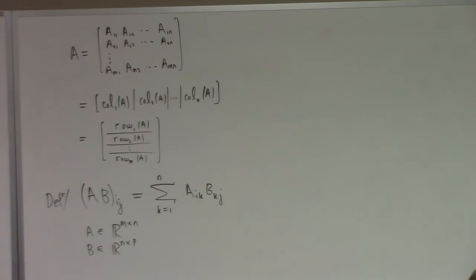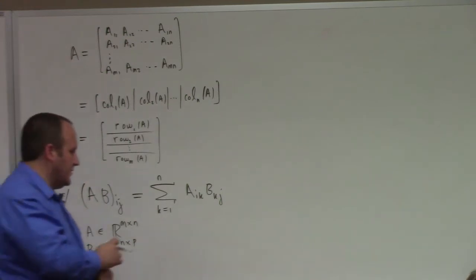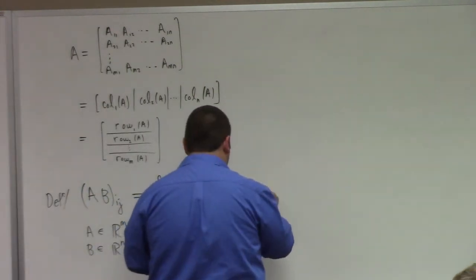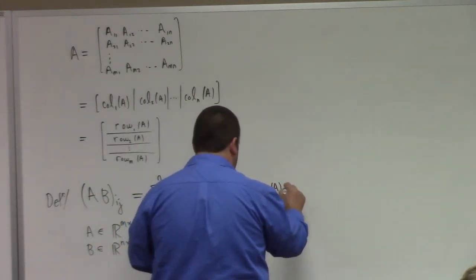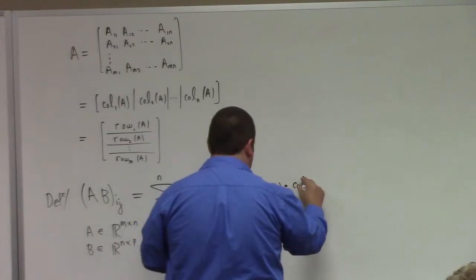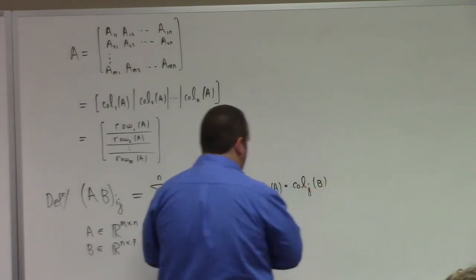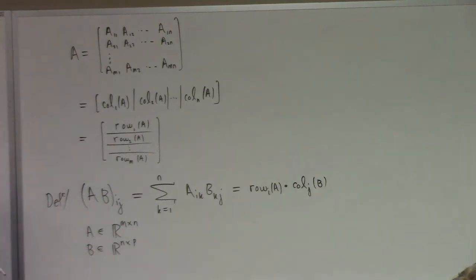It's the standard formula. For what it's worth, this is equal to what? This is equal to row i of A dot product with column j of B. That makes sense because we can look at the rows of A as n-dimensional vectors, and we can look at the columns of B as n-dimensional vectors. So taking the dot product of an n-dimensional vector with itself makes sense. But admittedly, that dot product is sort of a hybrid. I'm taking the dot product of a column vector with a row vector.